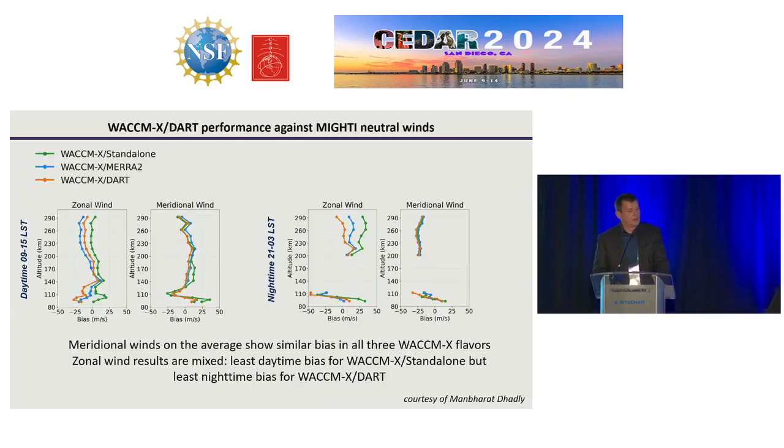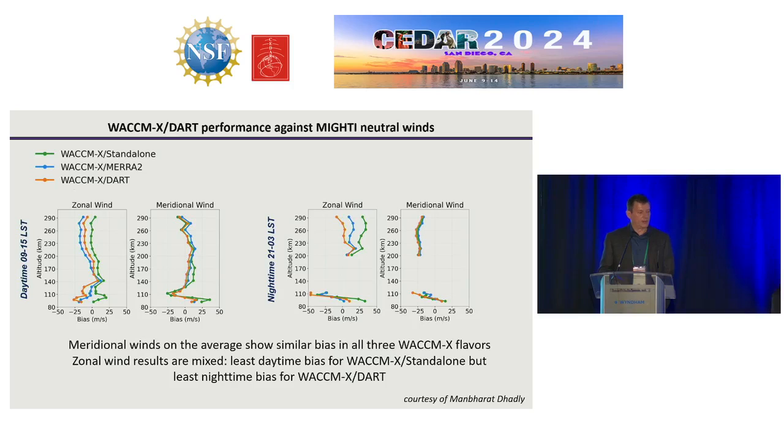And this is the last science slide here: the impact of data assimilation on model performance. This is what Manbharat Dhadly did. He checked different WACCM versions versus MIGHTI wind observations. Color-coded are the standalone WACCM versions and MERRA-2-driven WACCM, so SD-WACCM-X. And then in orange, the WACCM-X DART version, which also uses mesospheric data for data assimilation. This is compared against MIGHTI wind observations along track to look into systematic biases.